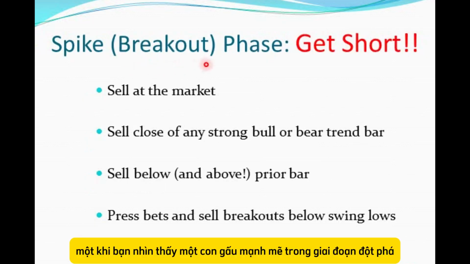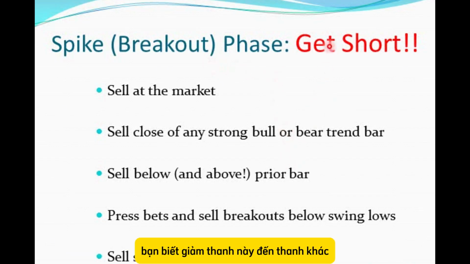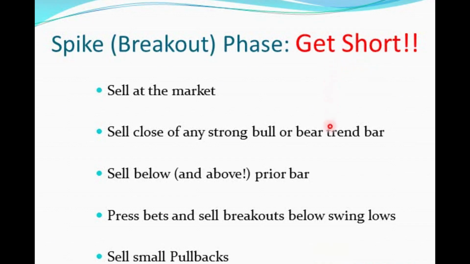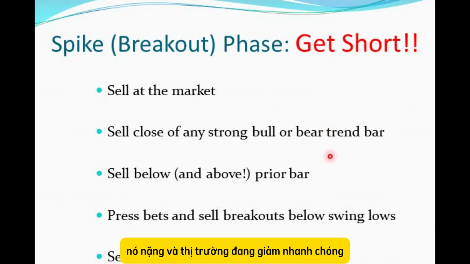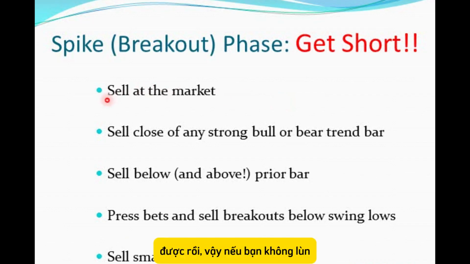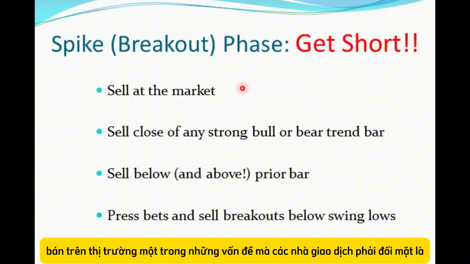Once you see a strong bear in the breakout phase, dropping bar after bar after bar, you have to get short. To make money, you have to do what the institutions are doing, and the institutions are shorting. If you look at the volume of those bars and those bear spikes, it's heavy, and the market is falling quickly, and it's because institutions are selling repeatedly. Okay? So if you're not short, sell at the market.